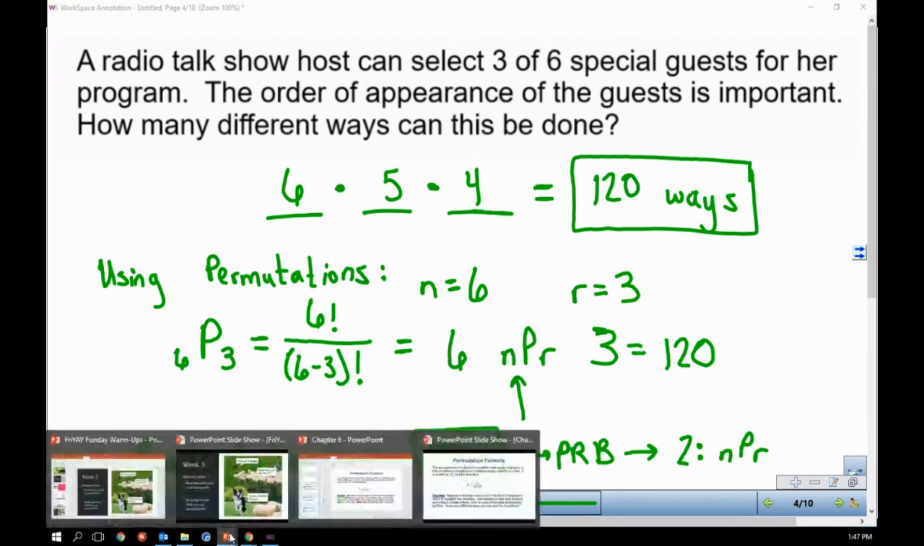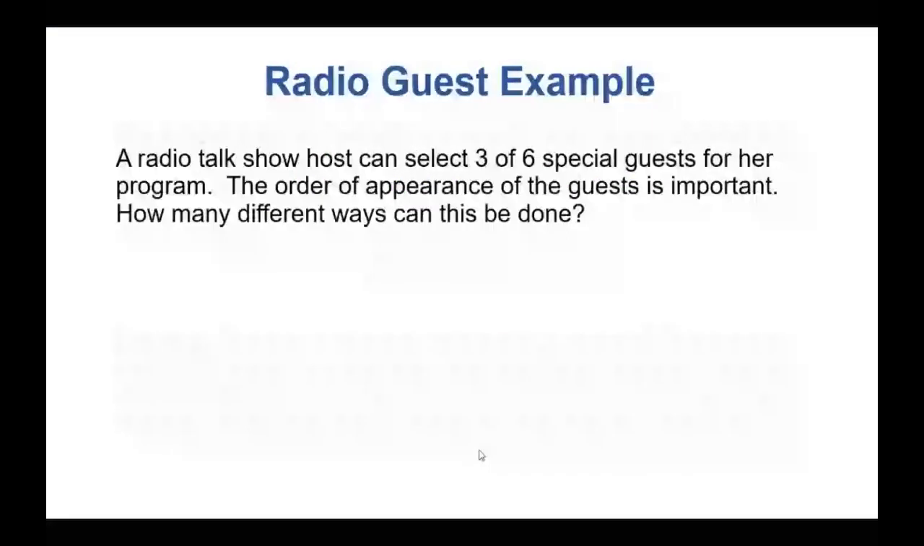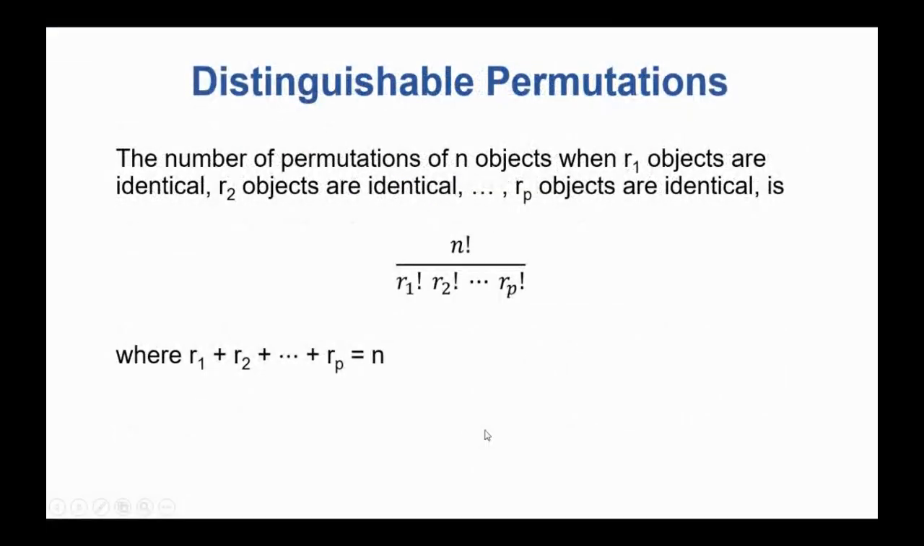Let me go back to our PowerPoint. Okay, now sometimes we have repeats. So we need to figure out how we can calculate the number of distinguishable permutations. If we've got things that repeat, that's going to be kind of hard to calculate. It's not hard, but you want to remove those repeats because they're not really telling you anything.